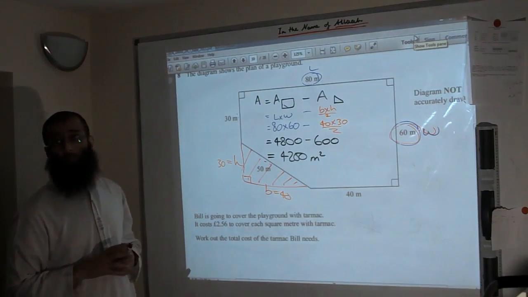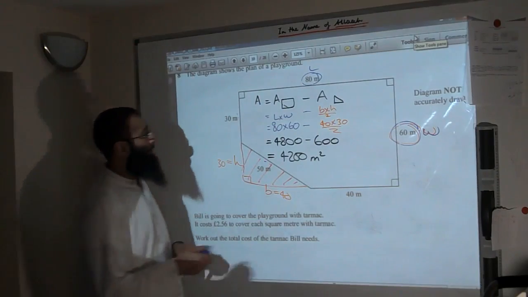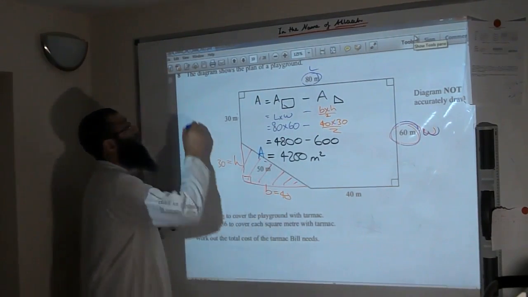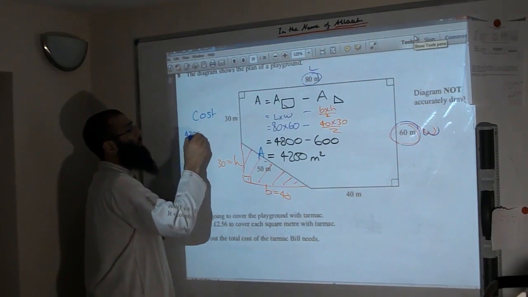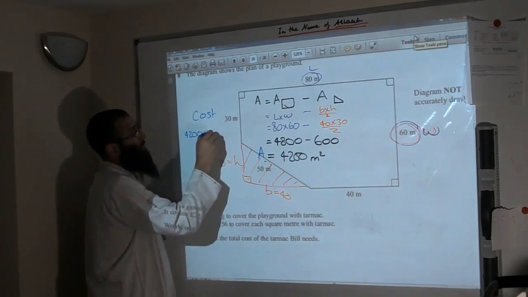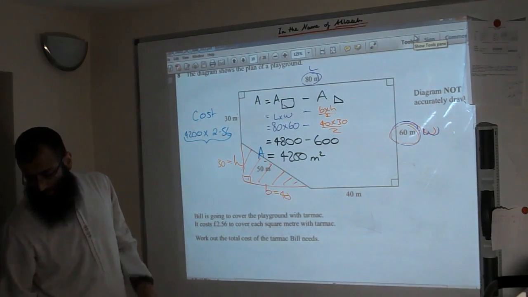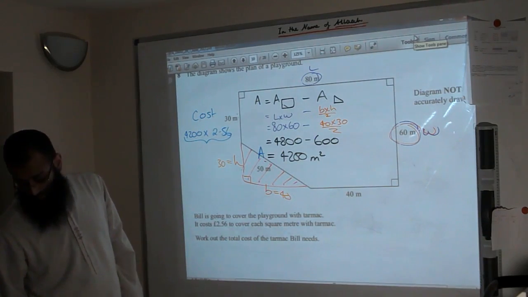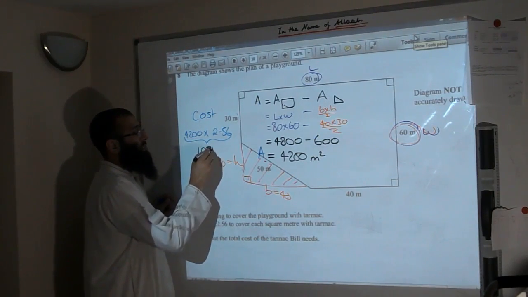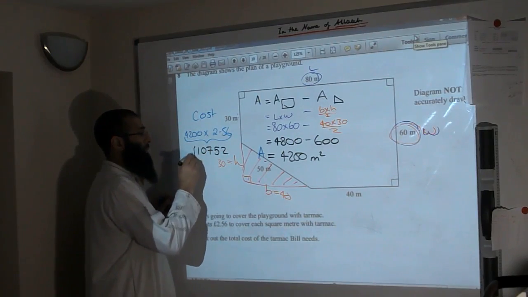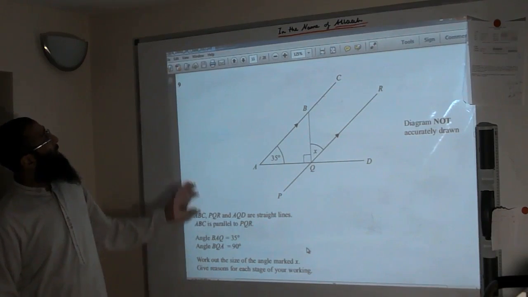Okay. Now that's how much meters squared you want. How much is cost per meter? £2.56. This is the area. So the cost is going to be 4,200 times by £2.56, and that gives us an answer on the calculator. 10752. Yeah. That sounds good to me. 10752. So that's the cost. Beautiful. That's the whole question.